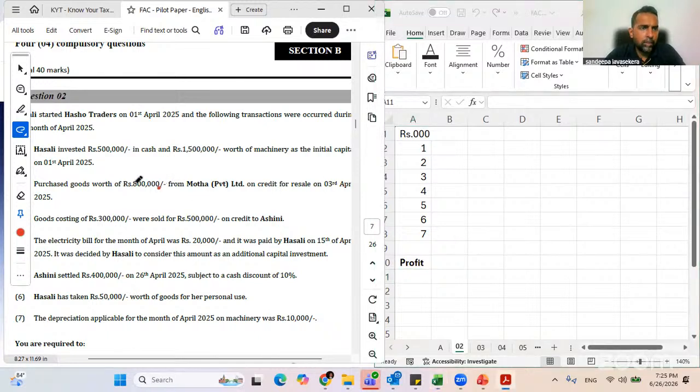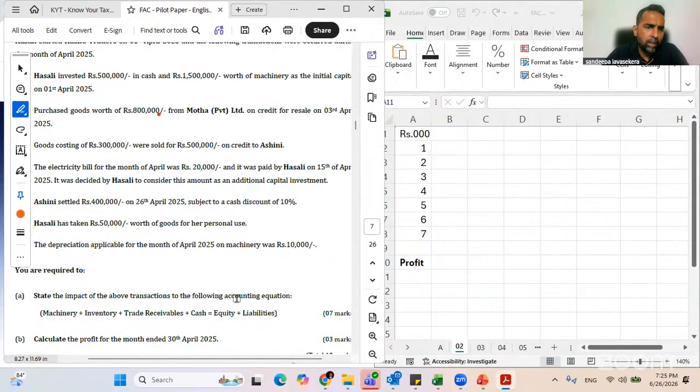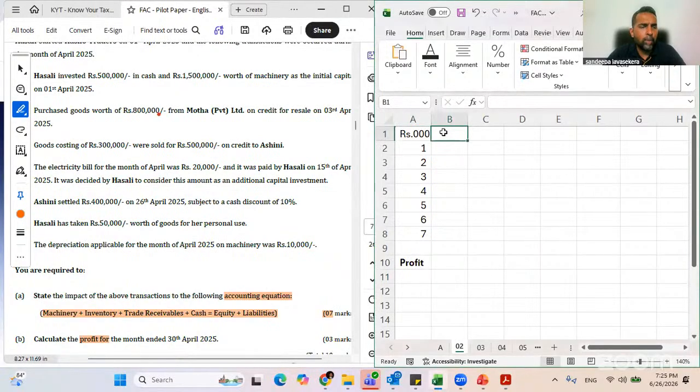Now we'll move towards part 2. What are they asking? You have to prepare an impact on the accounting equation. These are the items for 7 marks, and calculate the profit for 3 marks. Okay. We'll prepare the format. We got machinery, inventory, trade receivables, cash, equity, liabilities.